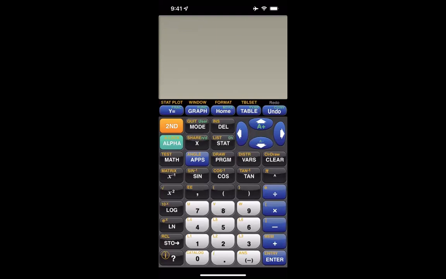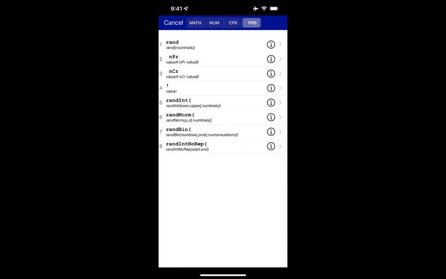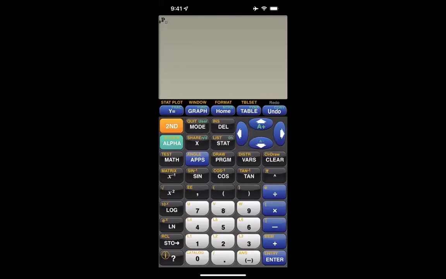I need to press the number 8, which is the value of n. Now I'm going to press Math, and I'm going to go over to PRB. And since this is a permutation problem, I'm going to select the number 2, NPR, and then I'm going to put the number 3. So it turns out that P of 8, 3 is equal to 336.